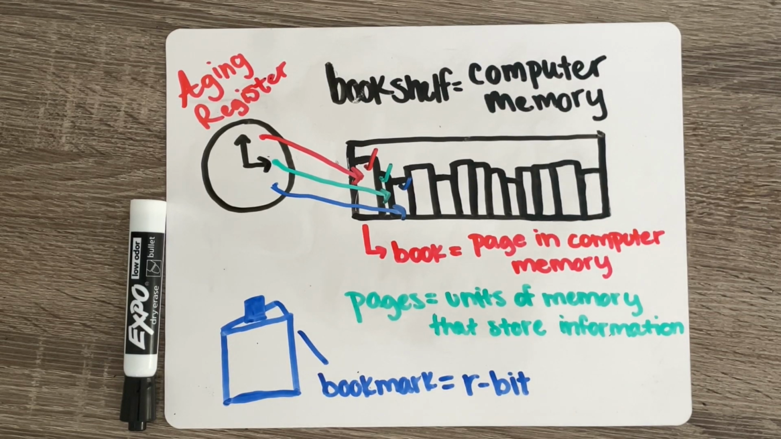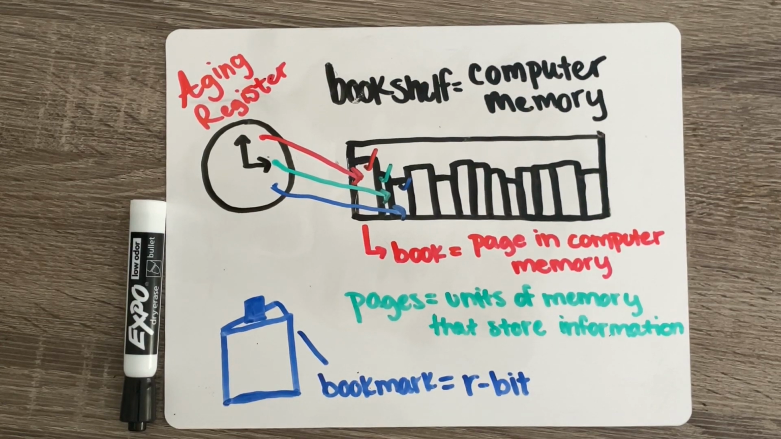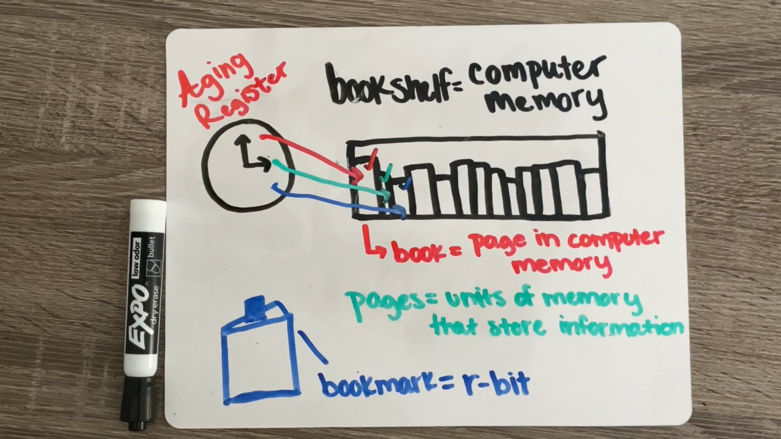And there you have it, the aging page replacement algorithm in a nutshell. We use the R bit to keep track of accessed pages, the aging register to measure time, and the algorithm to decide which pages to replace based on their age.